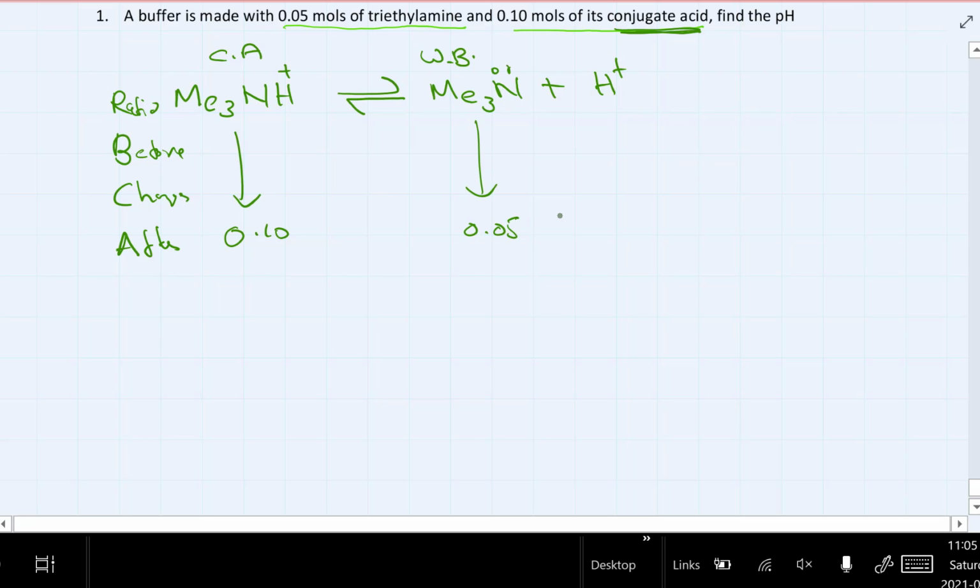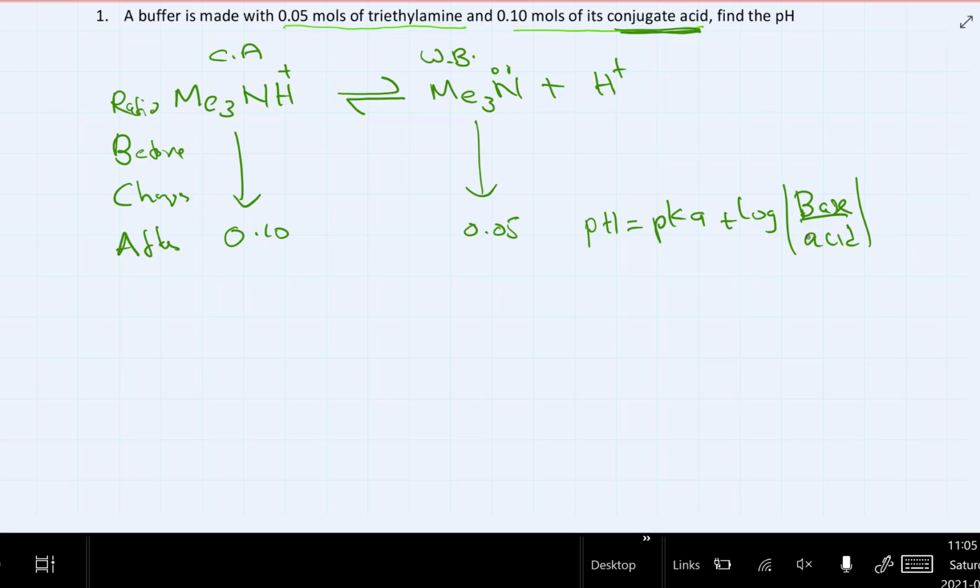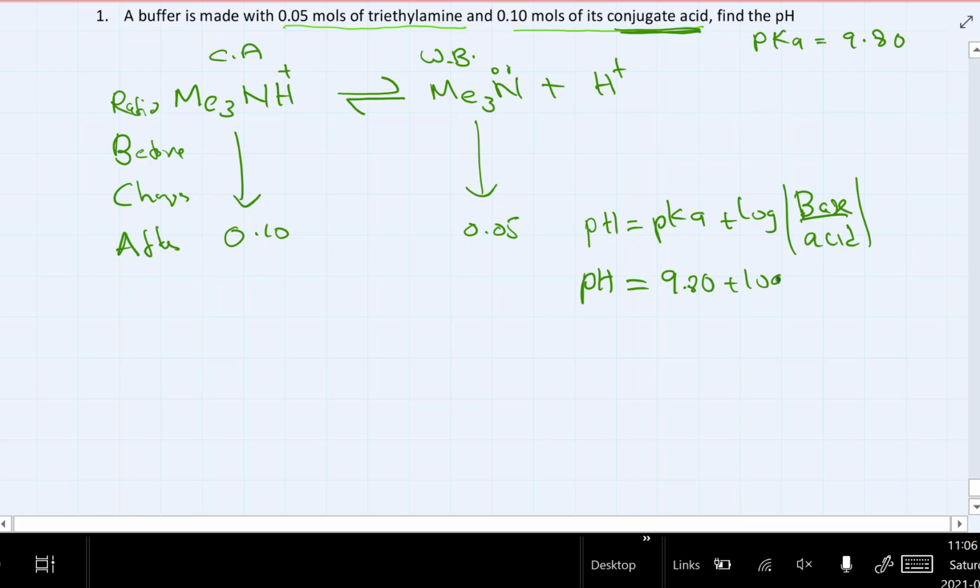And I'm just going to jump to the very end because it's at equilibrium already. 0.10 moles for the conjugate acid, and the weak base is 0.05. Plug into the Henderson-Hasselbalch. pH is pKa plus log base over acid, right? Never change this one. So the pKa should be, yes, it should be given. I think he forgot. 9.8, just plug in that one.